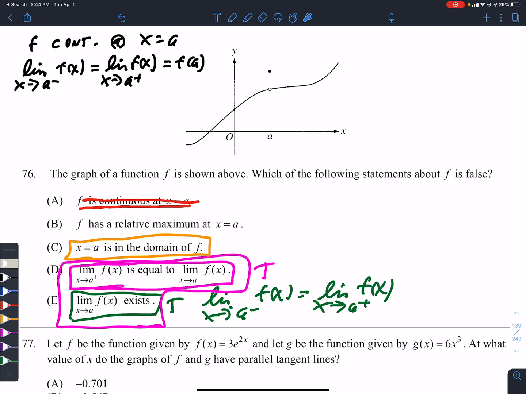So that was a method we used to find and justify, but it's not the only case of a relative maximum. A relative maximum means at a, the y value there is bigger than all y values around it, which is true. That's why that would be a true statement. So our false statement is A.